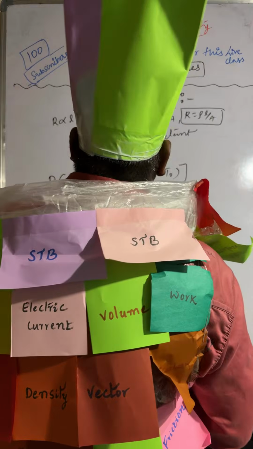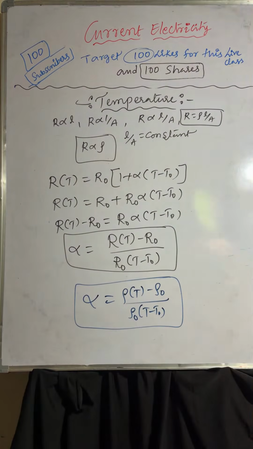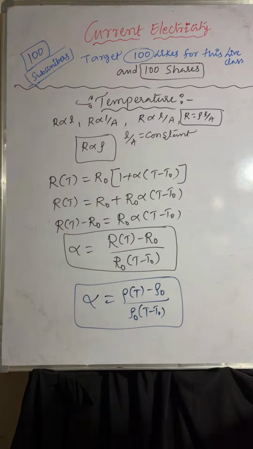Okay. So this is about temperature dependence of resistance and resistivity. Now we will discuss resistors connected in series combination and resistors connected in parallel combination. I hope the concept is clear.